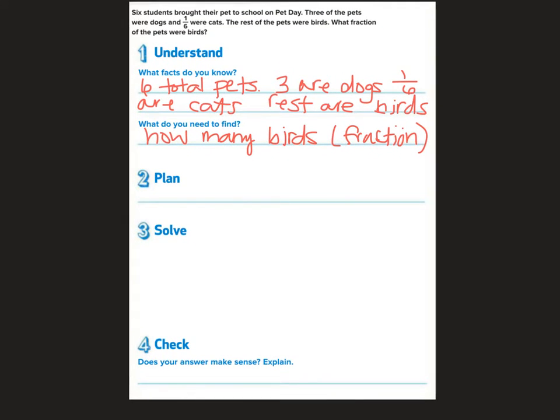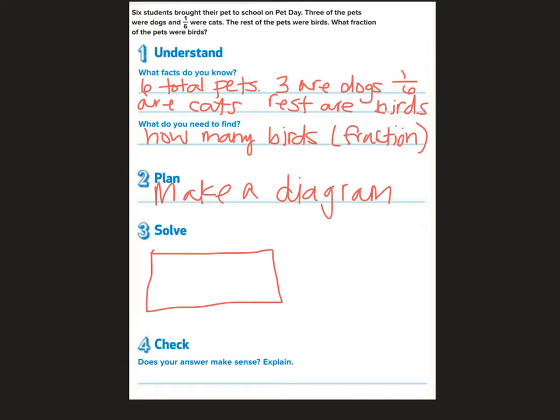All right, here we go. So our plan is to make a diagram. Woohoo! This will be really helpful. So I need 6, because there's 6 total pets. So I need to make a diagram. I'm going to cut it this way. Cut 2 this way. I have 6 total squares.